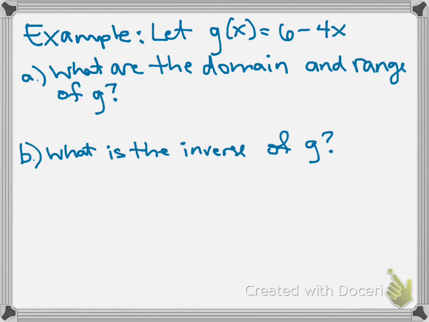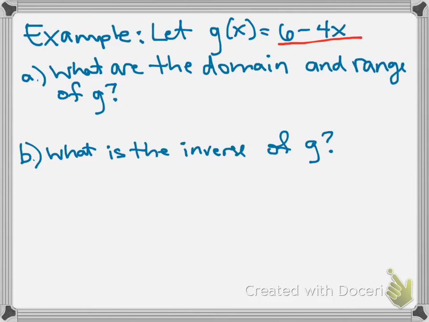So let's say we have some new function g of x, and it equals 6 minus 4x. First of all, let's talk about what the domain and the range of g would be. A couple ways you could figure this out. You could just think about what that graph would look like, or if you need to see the graph itself, you could draw it. Let's just see if we can figure out what this function is going to look like.